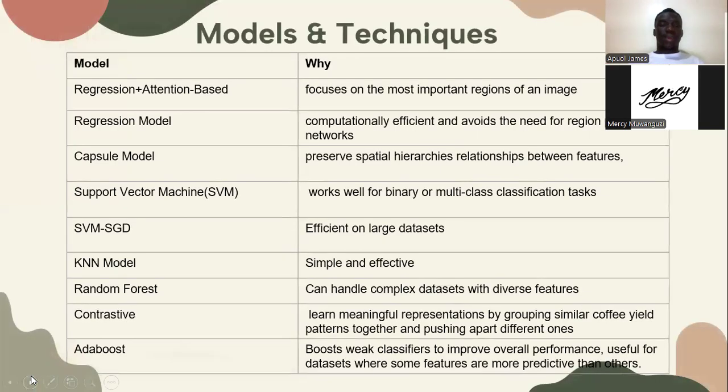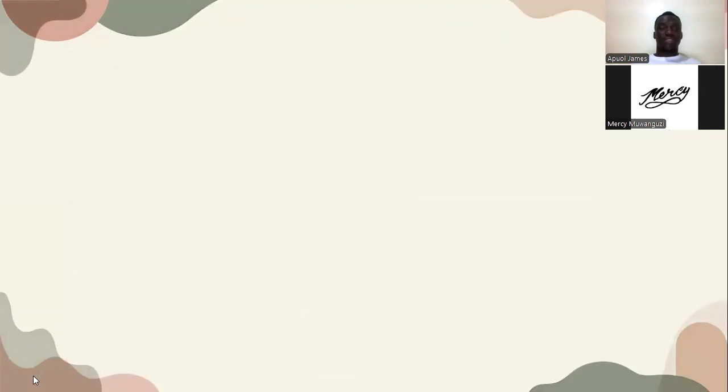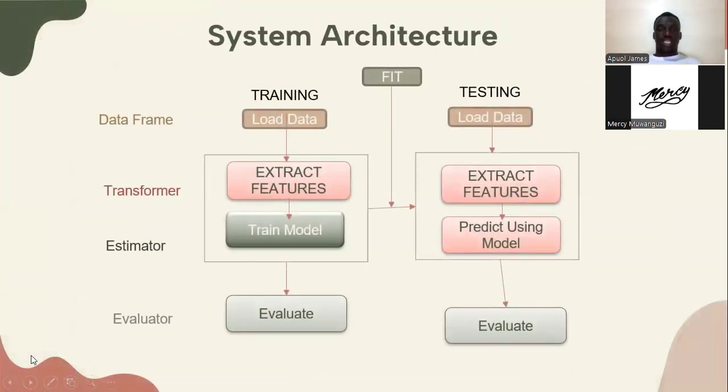Apart from that, we have trained a lot of models, that is, regression plus attention-based models. What we first did was this: when we got our data sets, we trained what we call the YOLO V8 model, and then we used YOLO V8 to train most of these models, that is the regression model, the attention plus regression model, the capsule model, plus other models. Our base model was the regression model, and that is what we used to predict with an accuracy of 0.756.